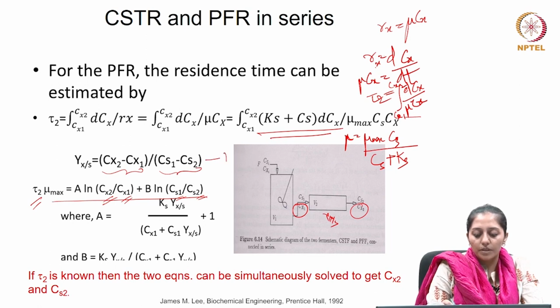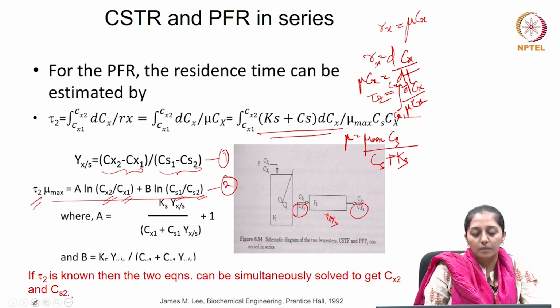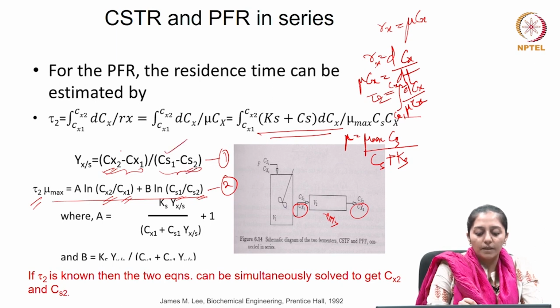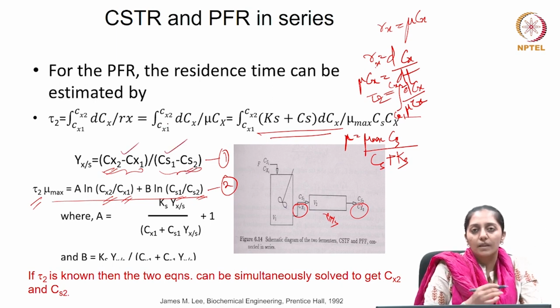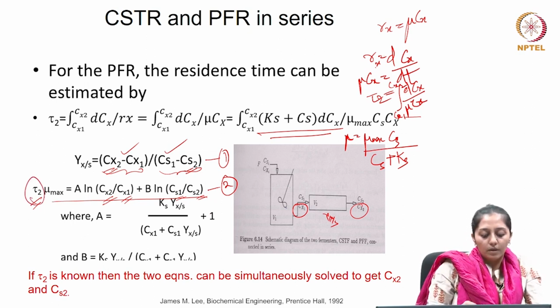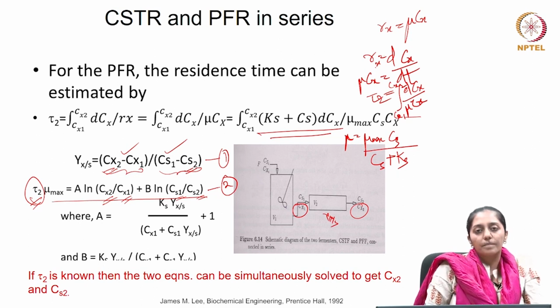So, now we have two equations with two unknown variables, which are CX2 and CS2. CS1 and CX1 are already known from the first reactor. So, now we will substitute one variable as a function of the other variable in any one of the equations. So, using equation 1, we will do the substitution in equation 2, and then if tau 2 is known, we can simultaneously solve these.